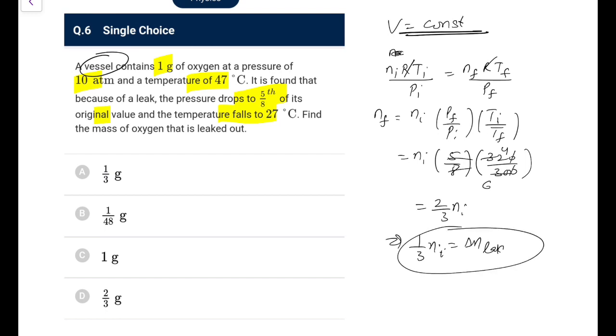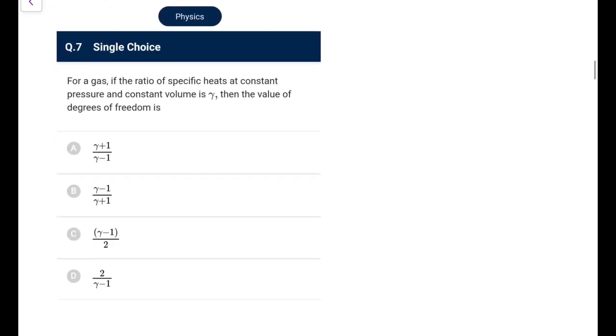Because the moles leaked is 1/3, the mass leaked will also be 1/3. So 1/3 of 1 gram. So 1 by 3 gram will leak and 2 by 3 gram will remain. So you can do it like that.